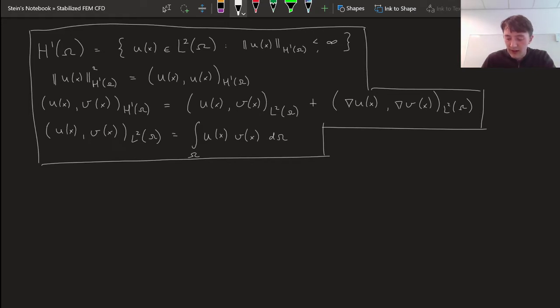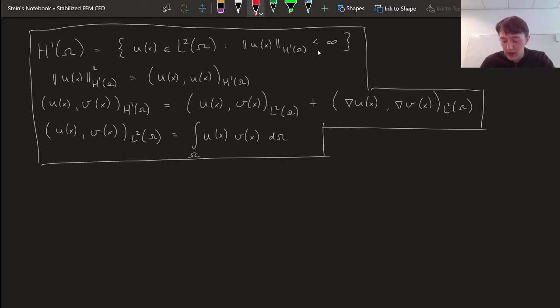The way that we then defined this H1 norm was as a Hilbert space, which meant that the norm was defined by an inner product. So we defined the H1 norm of a function u squared to be the inner product of u with itself, u with u. And the H1 inner product was defined as the L2 inner product of the function plus the L2 inner product of the gradient of the function. And the L2 inner product of two functions was the product of those two functions integrated over the domain.